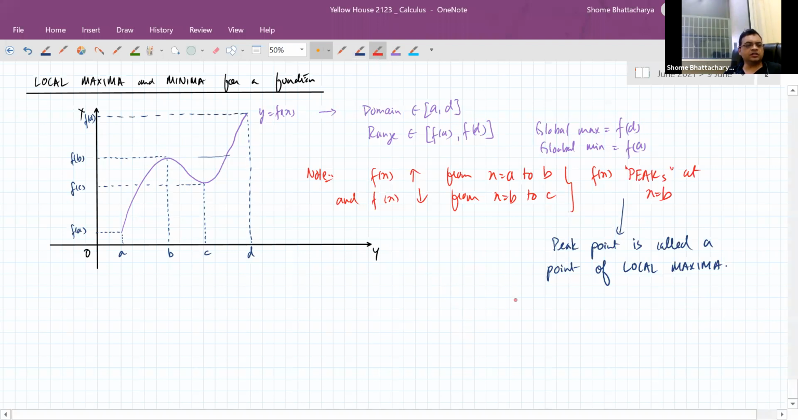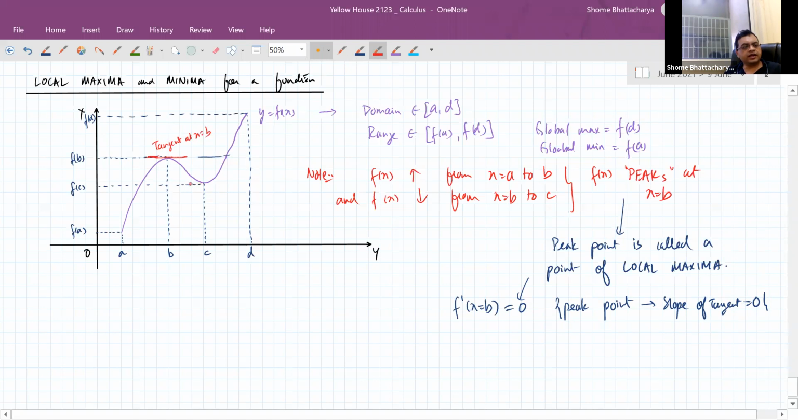So additionally, what we can see is that the derivative of the function at the point x equal to b will be 0, because that is the peak point. So at the peak point, slope of tangent equals 0, which means that if I draw a tangent exactly at the point x equal to b, it should be a flat line. This is the tangent at x equal to b.